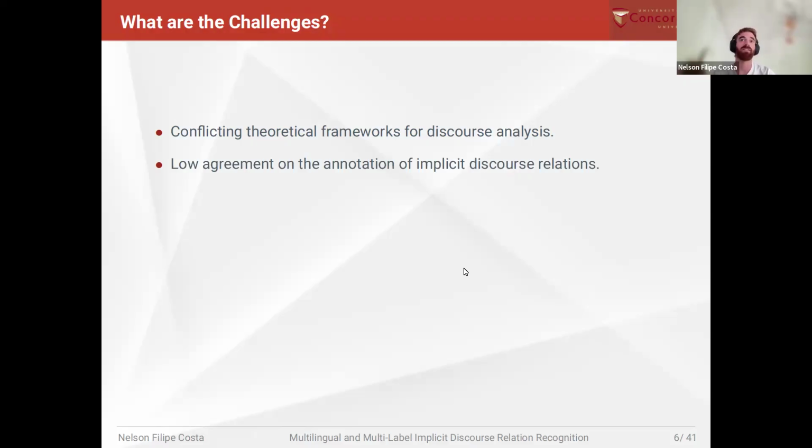The second challenge comes at the annotation of implicit discourse relations. Even if we agree on the discourse framework, we pick a discourse framework, and we start annotating text following this framework, there will be annotation disagreement when it comes to specifically implicit discourse relations, as they are more ambiguous to annotate. And then a common problem across NLP is that most resources in discourse analysis only exist in the English language. So this leads to biased models.